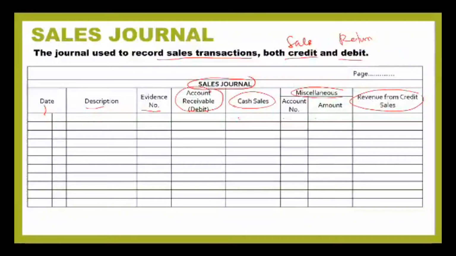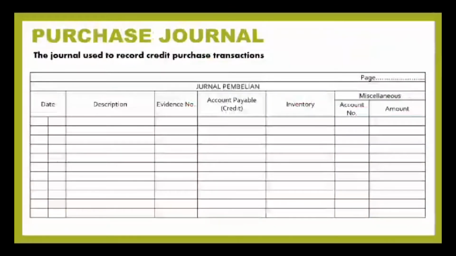So this is for the account receivable to sales or cash to sales, something like that. Or sometimes if you want to record a sales return, you use the miscellaneous page like this one. Or sometimes this is also for the sales discount.